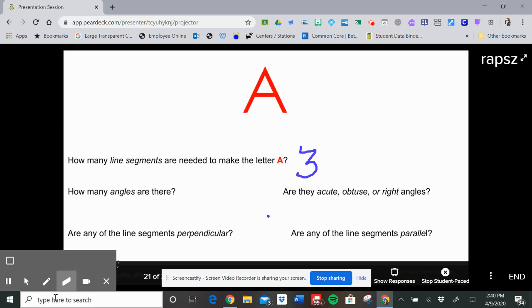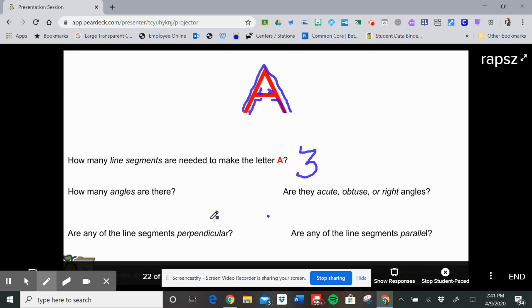How many angles are there? This one was a little more confusing for some of you. Here's 1 angle. There's a nice acute angle, so there's 1. And then here's an acute angle. There's 2. There's 3. And there's 4. And there's 5. A lot of you left out those 2 obtuse angles there.